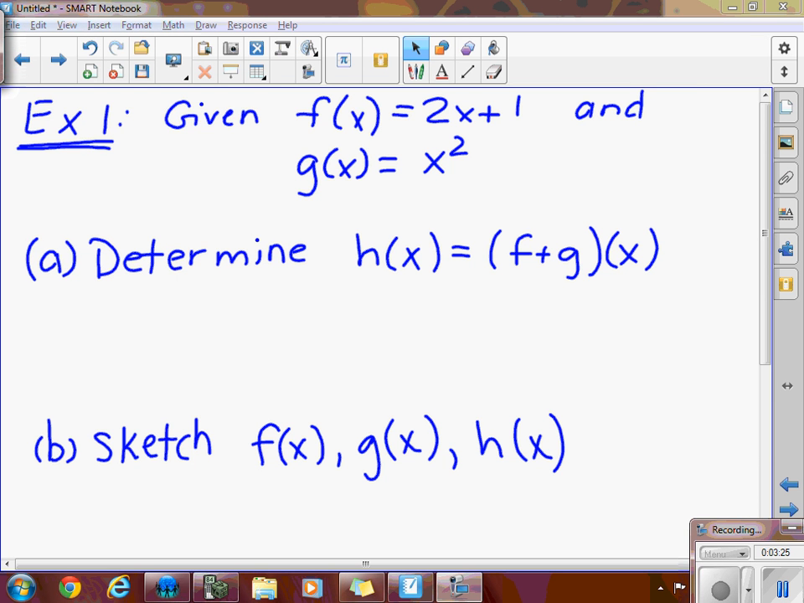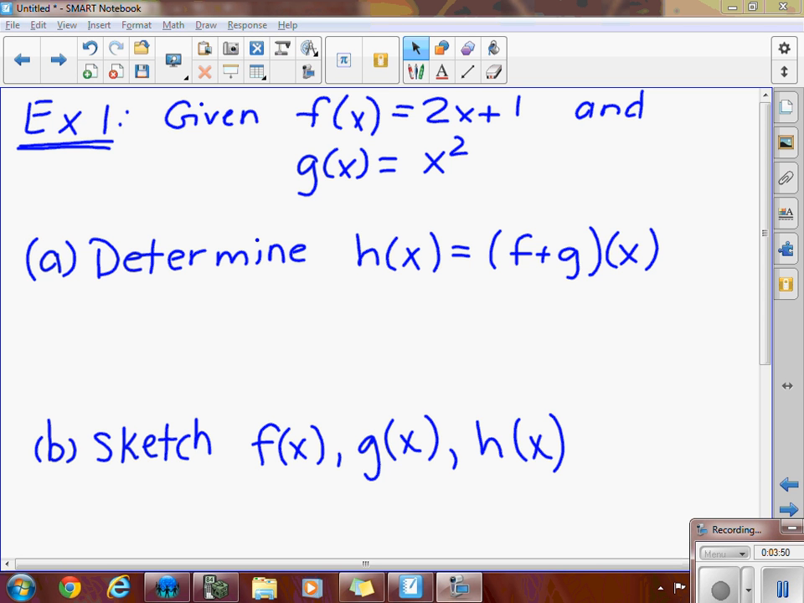Okay, so here's our example. Given f of x is 2x plus 1 and g of x is x squared, we're going to look at 4, I think, questions on this. First thing it's asking us, if we have those two functions, you should be able to determine that f of x is linear, a straight line, because it's not squared. Good. G of x is quadratic like a parabola because it is squared. So a little background knowledge from grade 10 and 11.